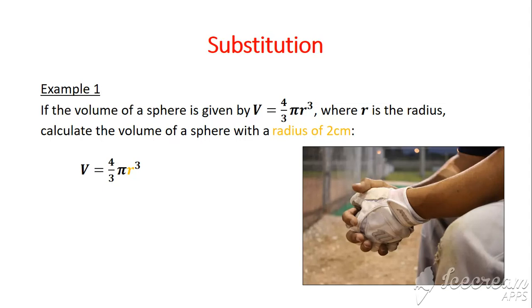So r is 2, so we're going to substitute and get V is equal to 4/3 times pi times 2 cubed. Now 2 cubed is 2 times 2 times 2, which is 8. So we've got 8 times the 4, which is 32, over 3, 32 pi over 3. Now because we don't have a calculator allowed in this assessment, you're best to leave your answer like that and not try and work it out as a decimal.